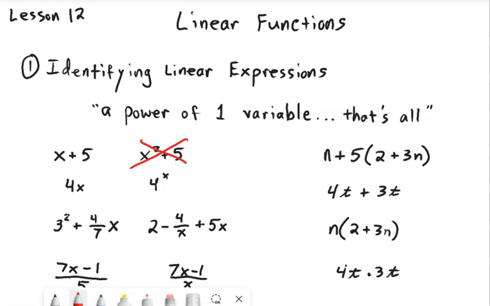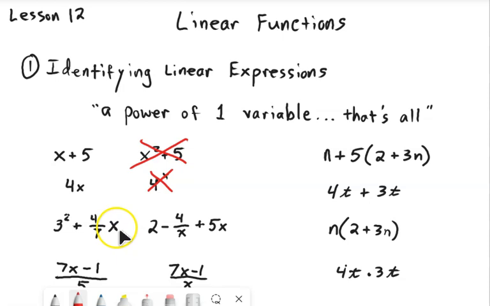This one right here, 4 times x, is 4 times x to the first power, so this is a linear expression. But this one over here says 4 to the power of x. That's not what we're looking for here. It's okay for x to be multiplied by 4, but not 4 to the power of x. This is what's called an exponential expression, and therefore that is not a linear expression.